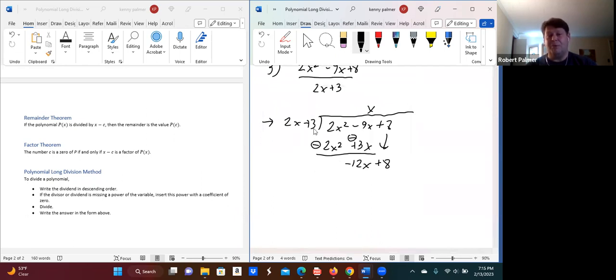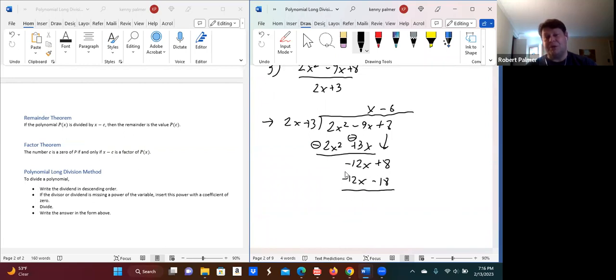Okay. And repeat the process. So I want to get negative 12x. What do I need to multiply 2x by to get negative 12x? That's going to be negative 6. Okay. Then multiply. Negative 6 times 2x is negative 12x. Negative 6 times positive 3 is negative 18.